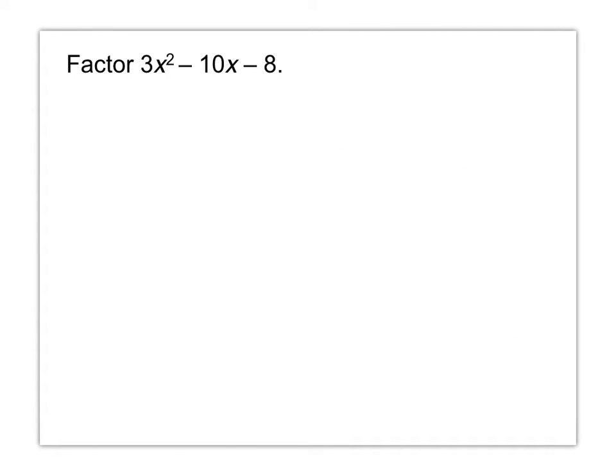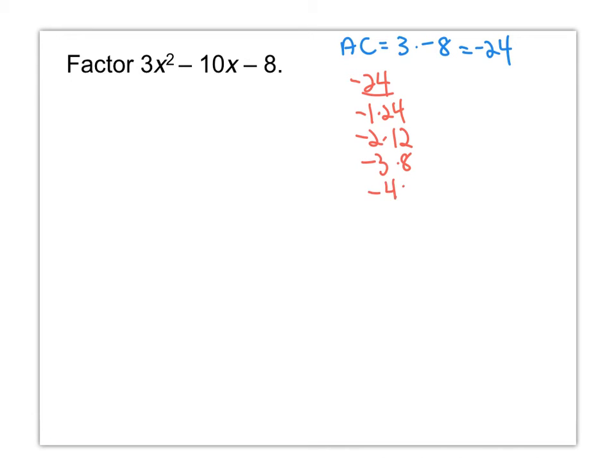Let's use the AC method to factor this trinomial. All right, let's begin by finding AC. AC is equal to 3 times negative 8, which is equal to negative 24. We list the pairs of factors of negative 24. Negative 24 can be written as negative 1 times 24, negative 2 times 12, negative 3 times 8, negative 4 times 6, negative 6 times 4, negative 8 times 3, negative 12 times 2, and negative 24 times 1.